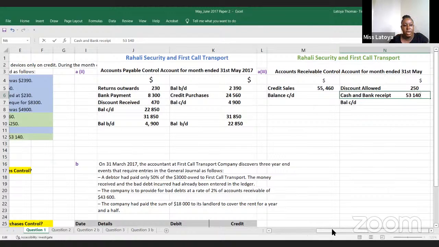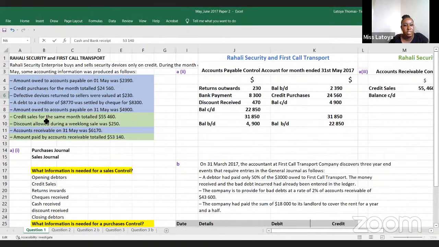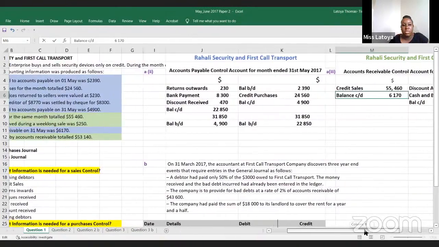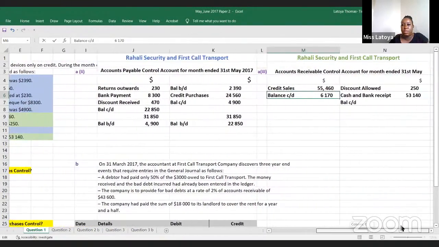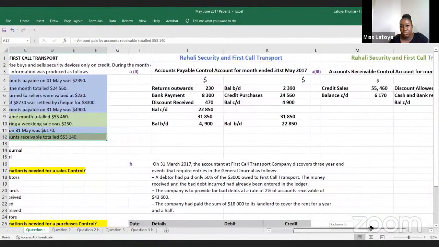Good, so we had a carry down figure of 6,170 in accounts receivable payments. You're going to put that here, 6,170. And that's all the information. See those three figures here? All that I highlighted in green from the question is the information that we need for the accounts receivables controls account.